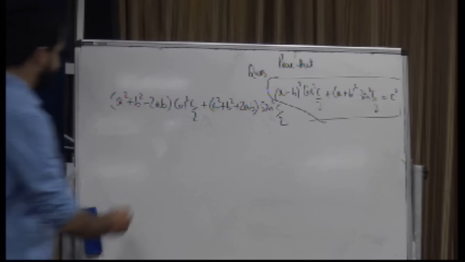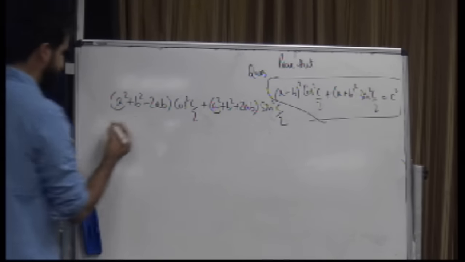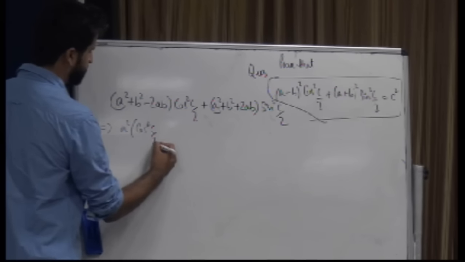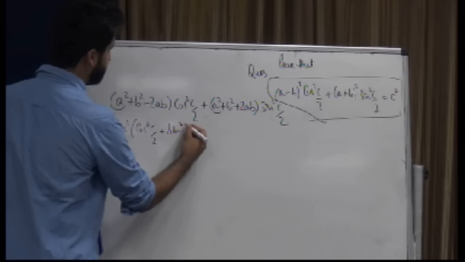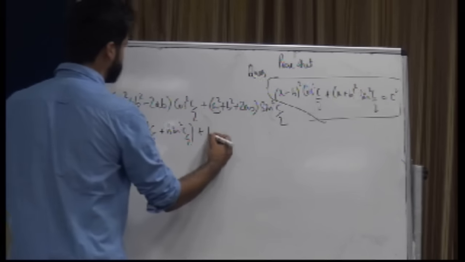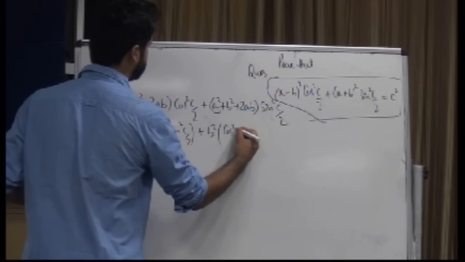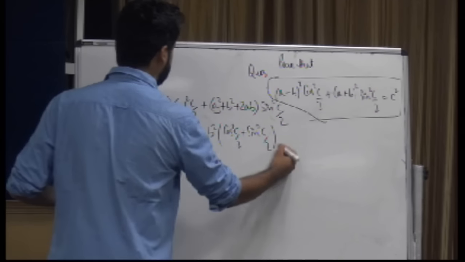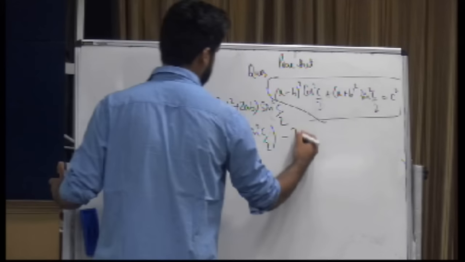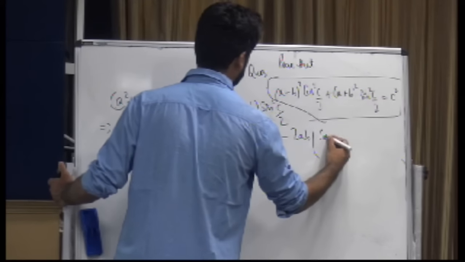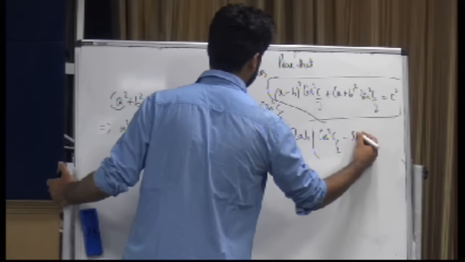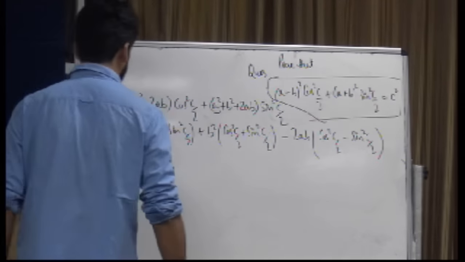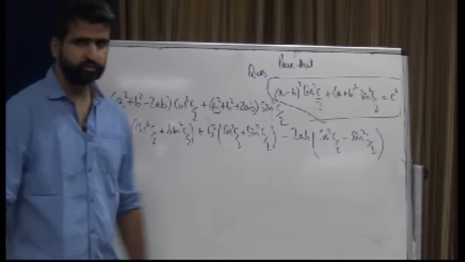So this is the terms of a square. Collect these terms. You get a square times cos square c by 2 plus sine square c by 2. Collect the terms of b square. You get cos square c by 2 plus sine square c by 2. Collect the terms of ab. So you get minus 2ab cos square c by 2. Okay. So what is cos square c by 2 plus sine square c by 2?